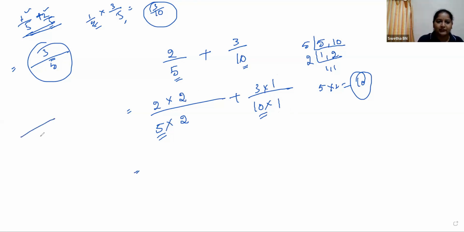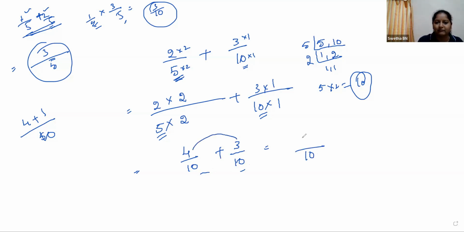So what I was doing there, I was writing directly like this. For example, 10 is LCM. So we have 5 here. So to make it 10, I was writing like this. Like this. So now multiply these two. 2 into 2 is 4. 5 into 2 is 10. Plus 3 into 1 is 3. 10 into 1 is 10. So now the denominators are same. So you can add the numerator. 4 plus 3 is 7. Got it? Yes, ma'am.